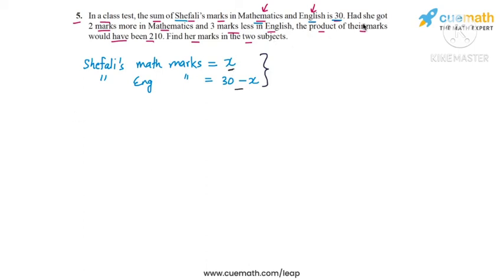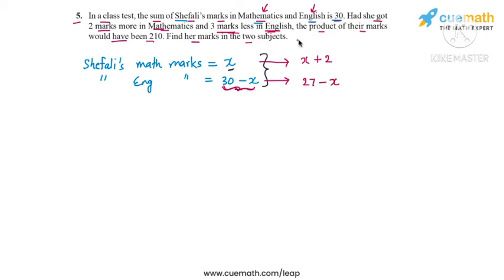Now the problem statement says, had she got 2 marks more in math. So if she had gotten 2 marks more in math, then her marks would have been, instead of x, x plus 2. And had she got 3 marks less in English, then her marks would have been 30 minus x minus 3. So take out 3 from this expression, 30 minus x, and what you will get is 27 minus x. So you reduce 30 minus x by 3.